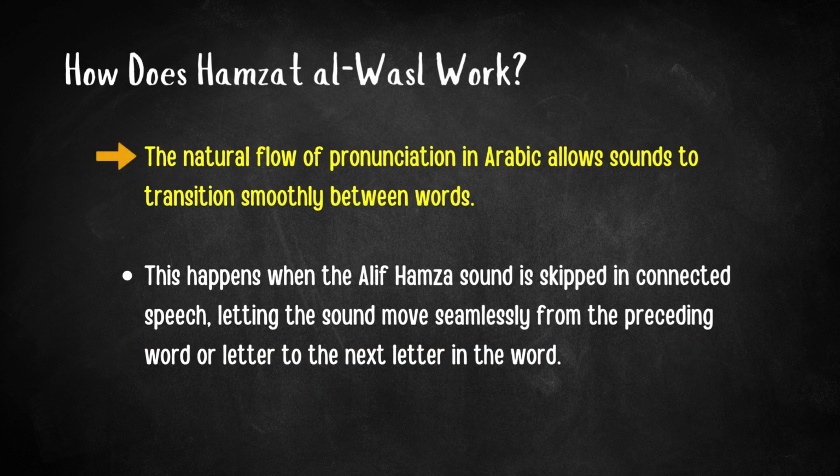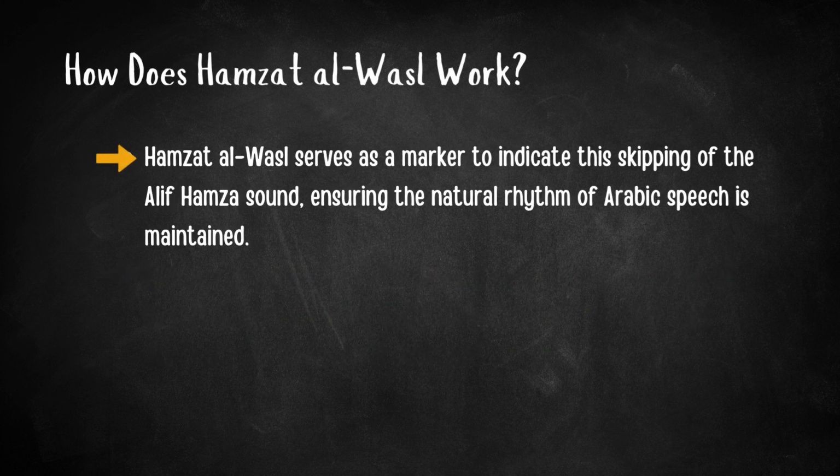The natural flow of pronunciation in Arabic allows sounds to transition smoothly between words. This happens when the alif hamza sound is skipped in connected speech, letting the sound move seamlessly from the preceding word or letter to the next letter in the word. Hamzat al-Wasl serves as a marker to indicate this skipping of the alif hamza sound, ensuring the natural rhythm of Arabic speech is maintained.